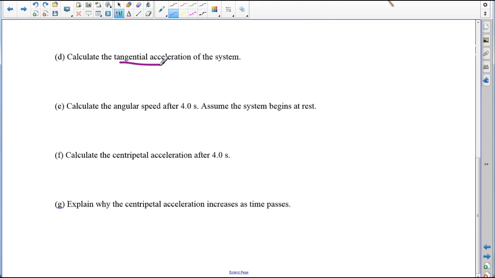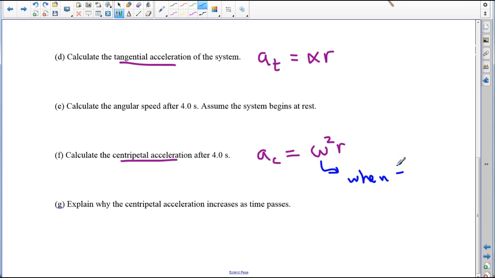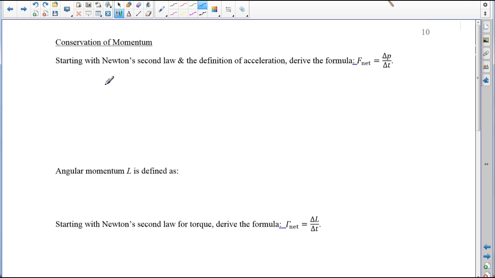Remember that when it asks for tangential acceleration, the equation that you need is alpha times the radius. But when it asks for centripetal acceleration, then you now need omega squared r. You need this angular speed after 4 seconds, or when the amount of time passing is 4 seconds. And then on the next page.